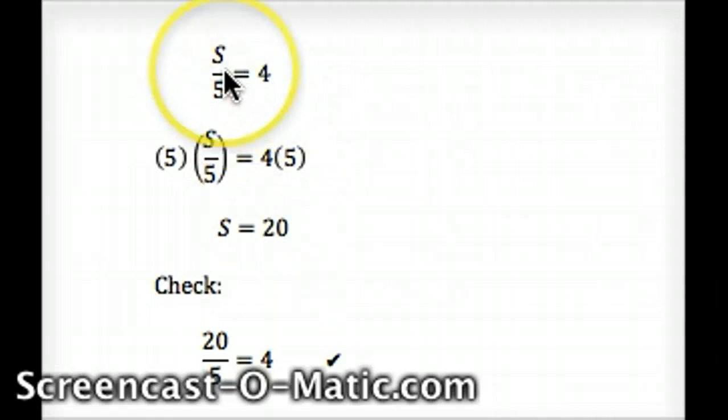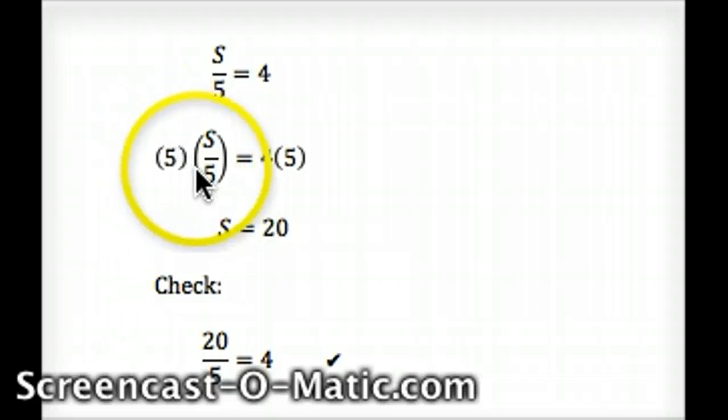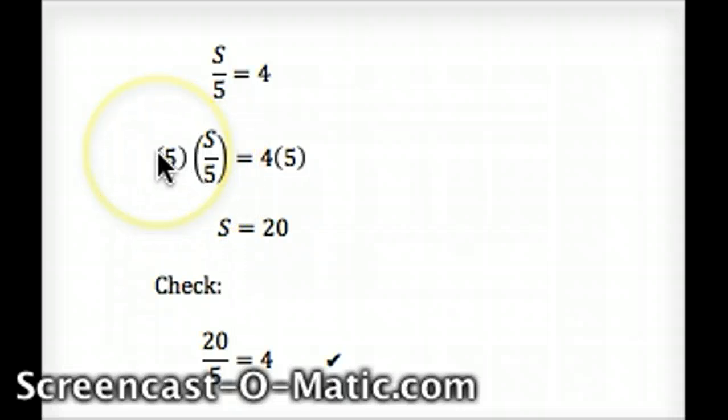So I ask myself, how is that variable not by itself? Well, it's being divided by 5. So how do I get rid of it? I do just the opposite. I multiply by 5, so those 5's will cancel out since 5 divided by 5 is 1. But I need to multiply both sides of the equation by 5 so as to keep the equation equal.